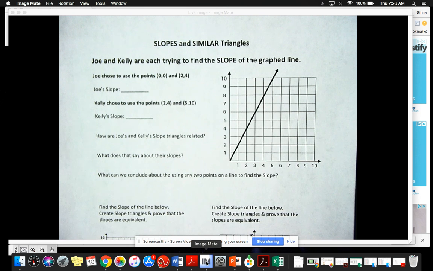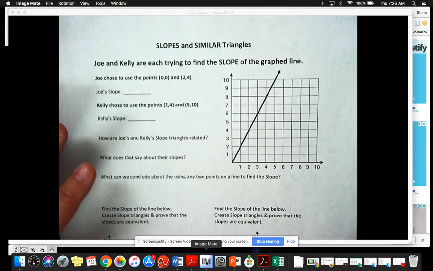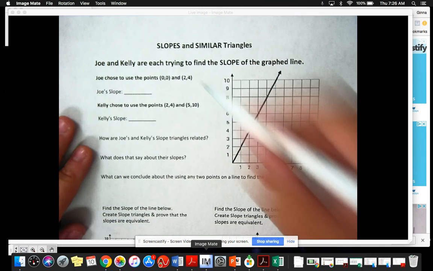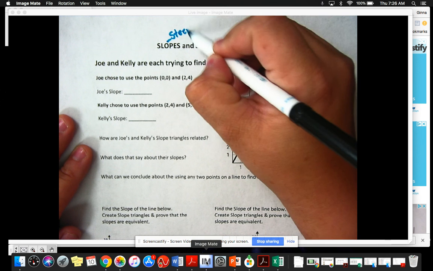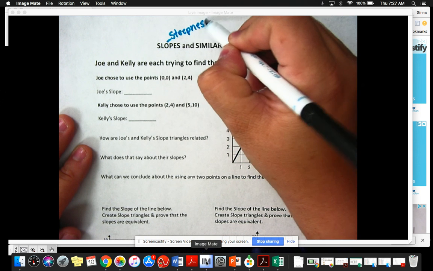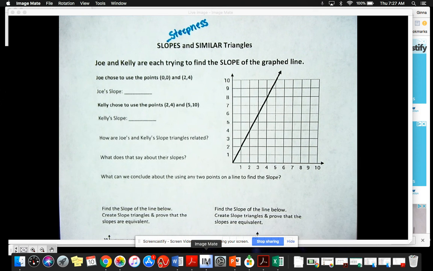All right, so let's start with slopes and similar triangles. Last week, and maybe even the week before, and this week, you guys have been working on slope. Remember, slope is steepness. We're looking for the steepness of lines, so we're just going to put up here steepness. In Spanish, it's pendiente, steepness, incline. And we're also going to look to use similar triangles with this.